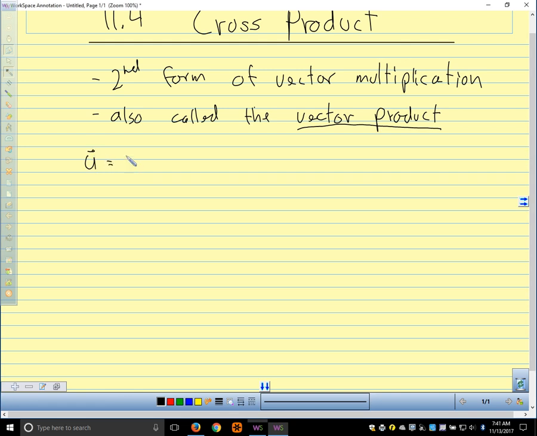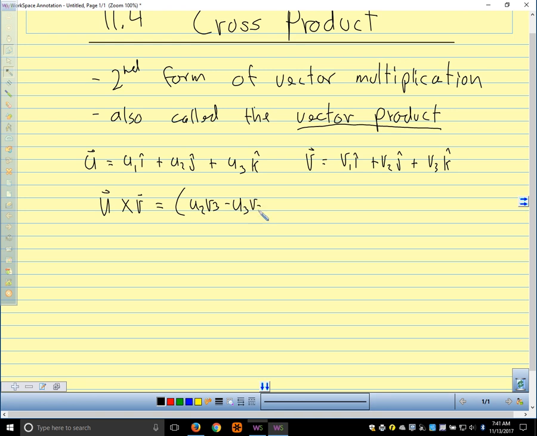So if we have two vectors, u1 i hat plus u2 j hat plus u3 k hat, and v, write out our components. u cross v is, this is going to be a long, messy thing: u2 v3 minus u3 v2 i hat, minus u1 v3 minus u3 v1 j hat, plus u1 v2 minus u2 v1 k hat.